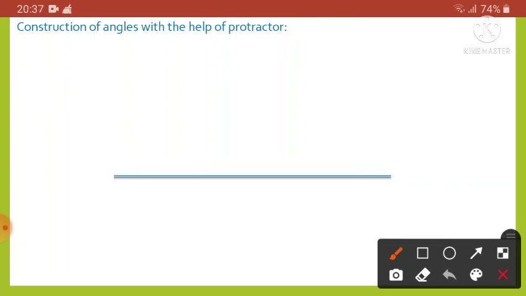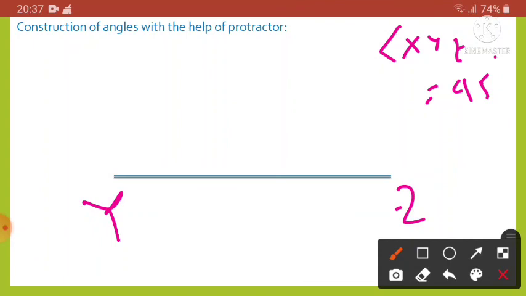Now we are doing the construction of angles with the help of a protractor. For example, suppose we have to construct angle XYZ equal to 45 degrees. When we say angle XYZ, that means the angle is formed by the arms XY and YZ, and the vertex of the angle is Y. So at first we have to draw a straight line, say YZ. Then we place the center of the protractor at the vertex Y.